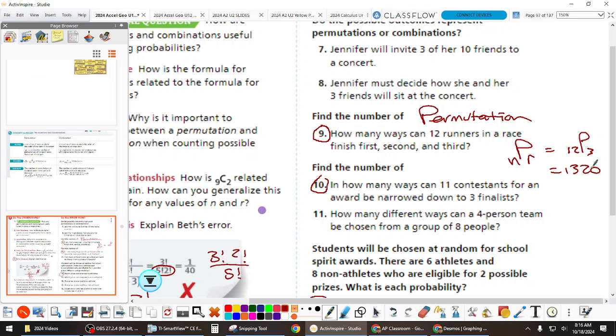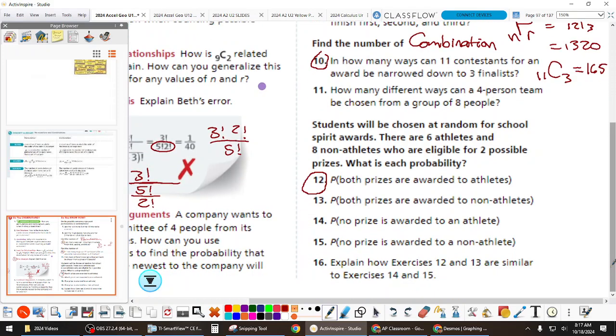How many ways can 11 contestants for an award be narrowed down to 3 finalists? Does order matter or not matter? That's not matter. So this is combinations. And then it's just 11C3. And what'd you guys get? I'll just write it. 165. Okay.